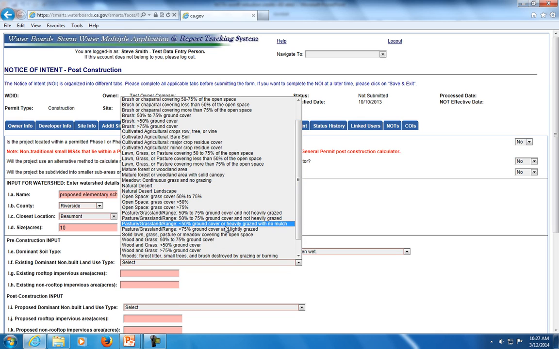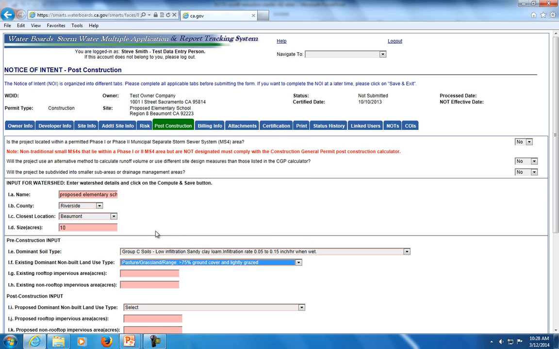And when we get to that box, I'll explain what that all means. But it asks you to select what is the dominant non-built land use type. So in this case, let's say it's got 75% or more ground cover, lightly grazed. So we'll select that one here.